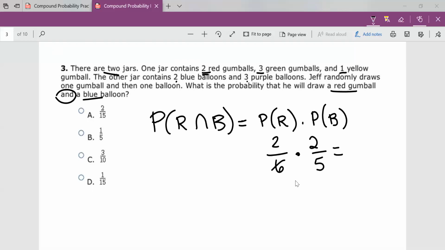So that's going to equal, these can be simplified by cross reducing. That's going to be 1, that's going to be 3. 2 times 1 is 2. 3 times 5 is 15. So the answer is 2/15, which would be A. Okay, let's move on to number 4.